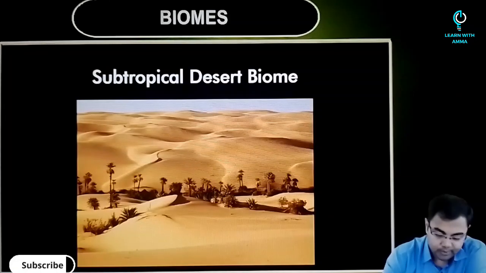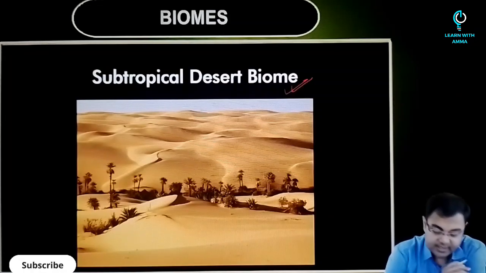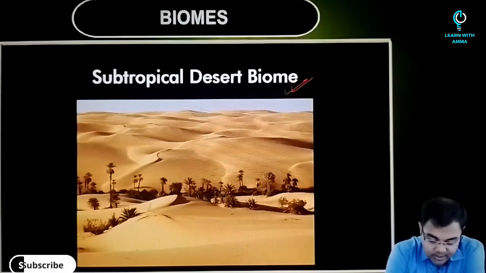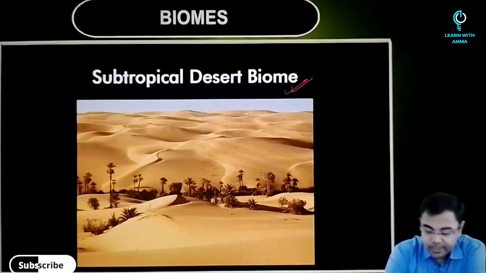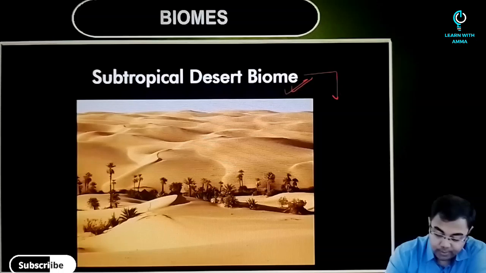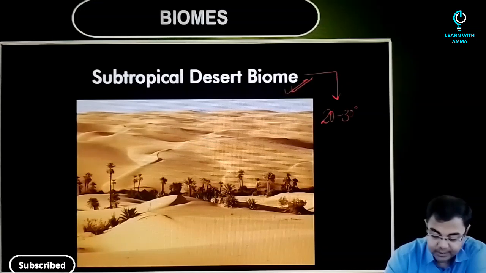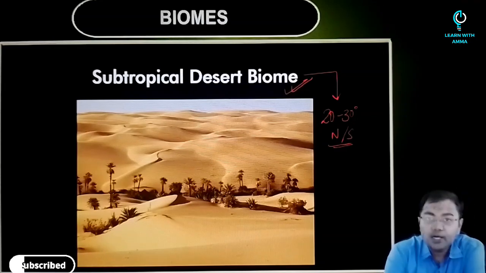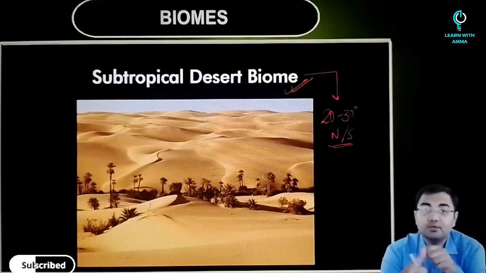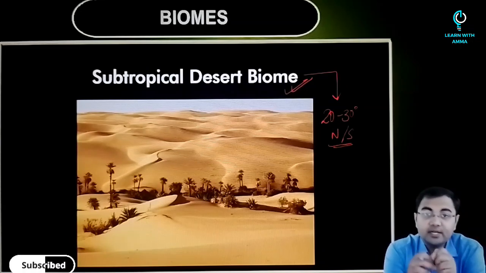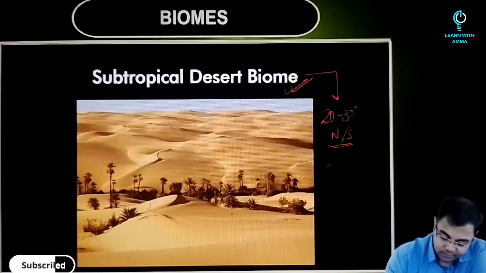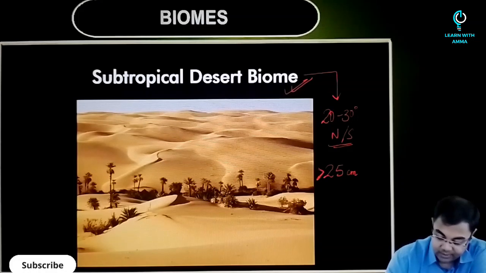The next biome that we have in the tropical region is the subtropical desert biome. Now when we talk about subtropical desert biome, they are distributed normally between 20 degrees to 30 degrees north and south latitudes, north as well as south latitudes. Then after that, what else do we know about them? First of all, the rainfall will be very low. The annual rainfall that will be observed would be even lesser than 25 centimeters.